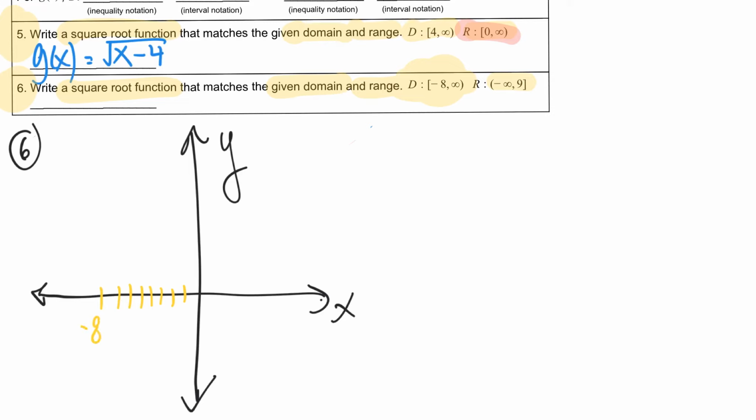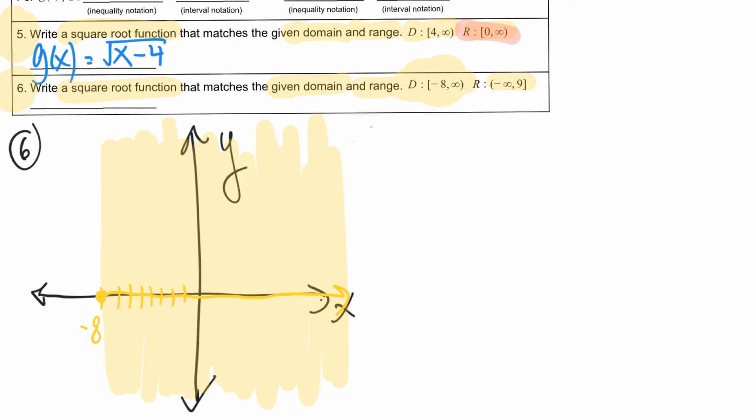-8 is here. So if it goes from -8 to infinity, that means it's going to go here and cover everything up to that side. Let's go ahead and highlight what that would look like on the graph as well. Everything from -8 onward. Here we go. So that is what we mean when we say the domain goes from -8 to infinity. It can exist anywhere on that side of the graph.